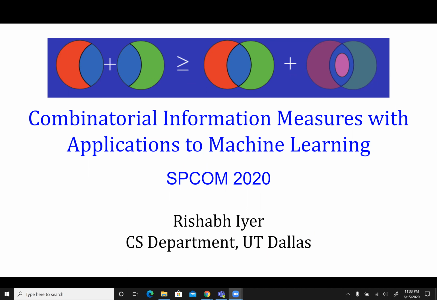My name is Rishabh Iyer and I'm an assistant professor in the CS department at UT Dallas. Today I'll be talking about combinatorial information measures with applications to machine learning.